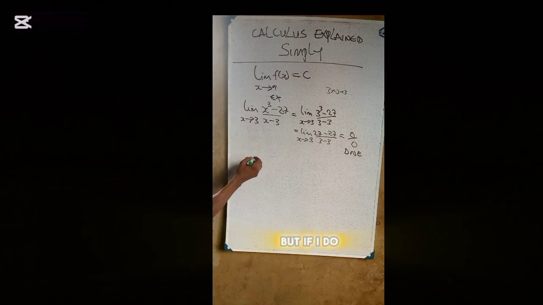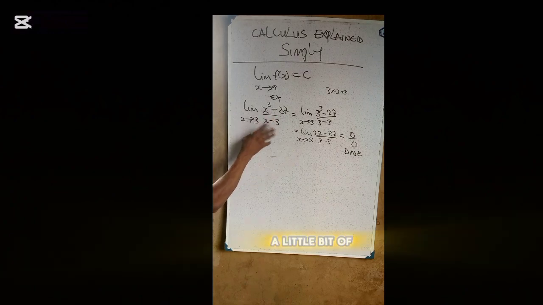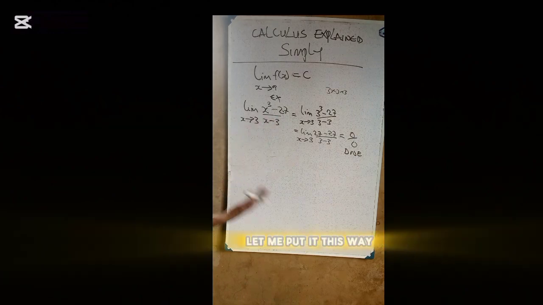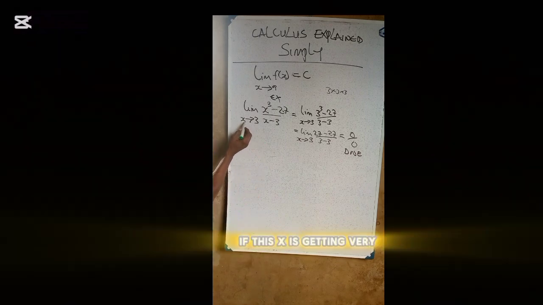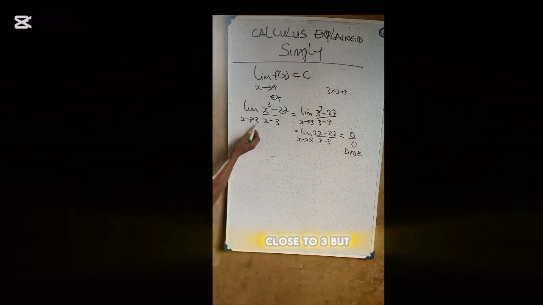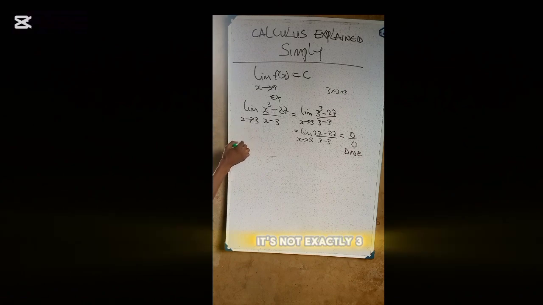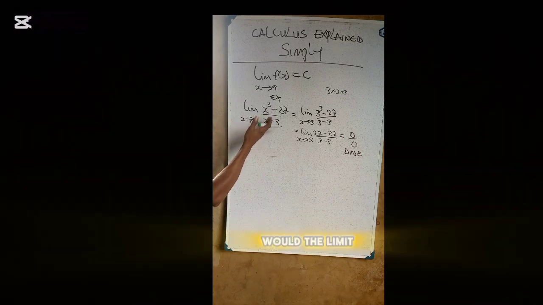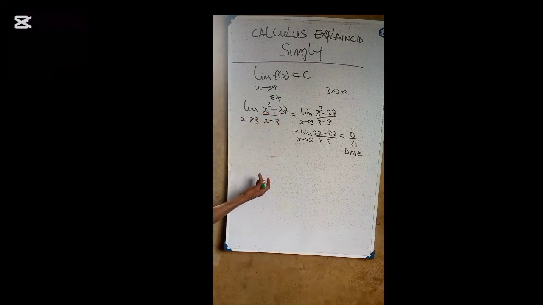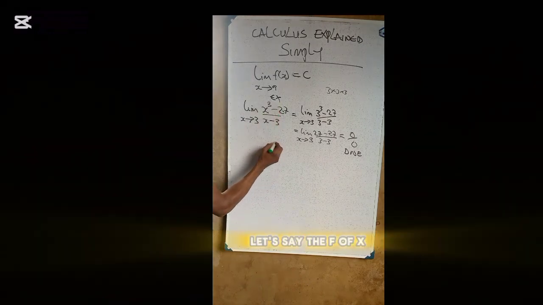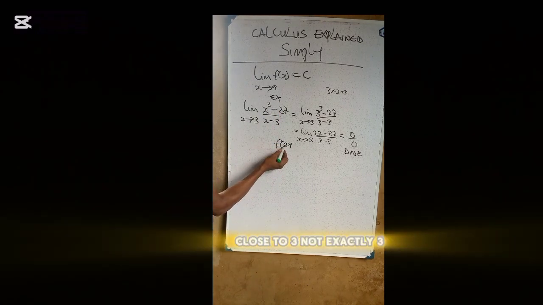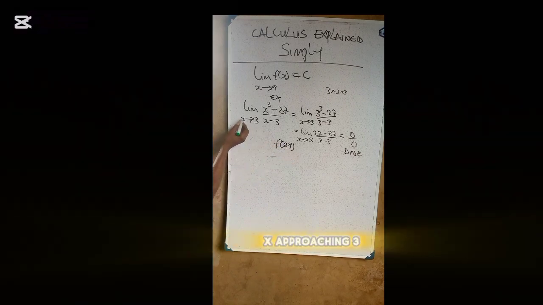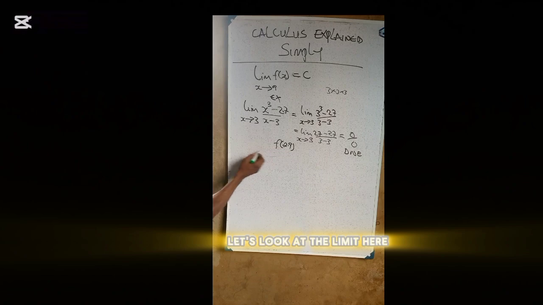But if I do a little bit of algebra here, or let me put it this way, if this x is getting very close to 3, but it's not exactly 3, would the function exist? That's what limit is all about. Let's say x is 2.9, getting very close to 3, not exactly 3. That's the meaning of x approaches 3.